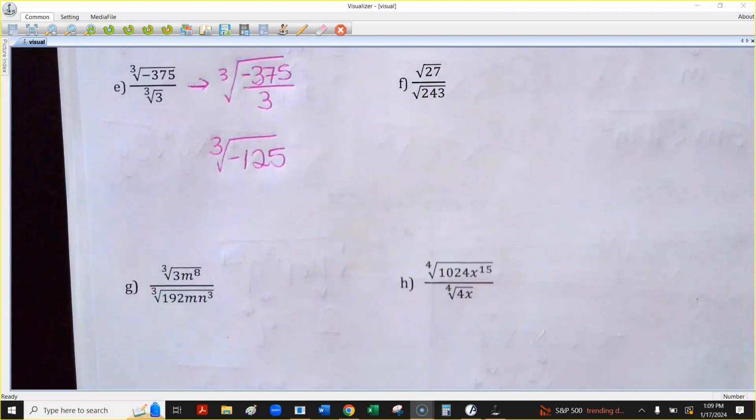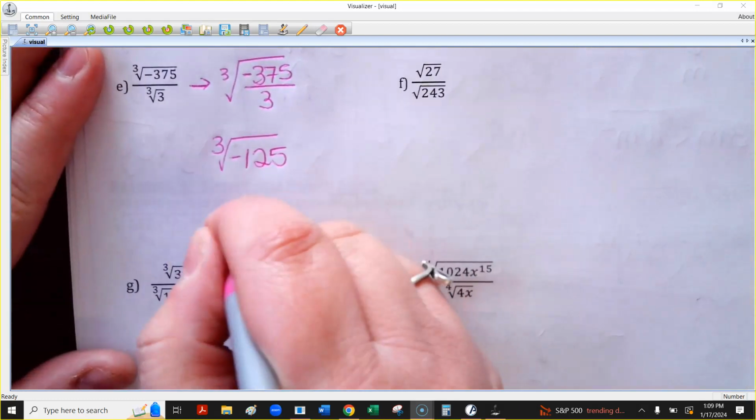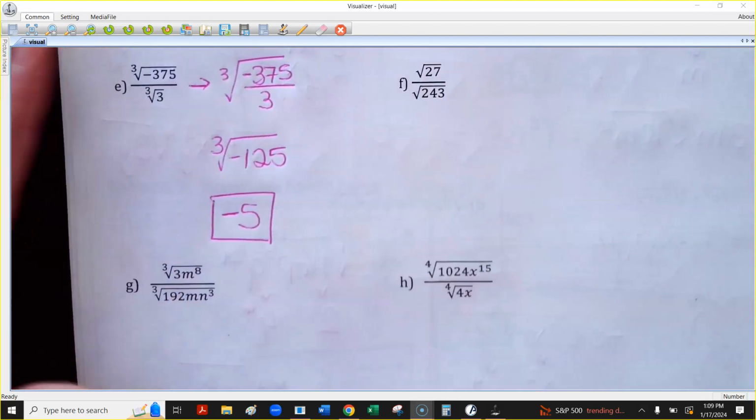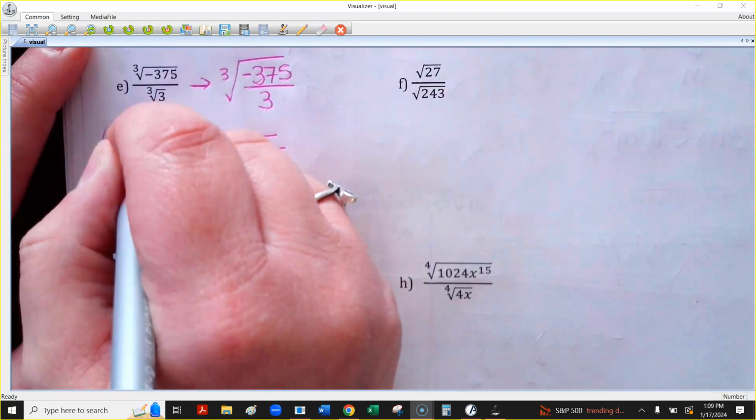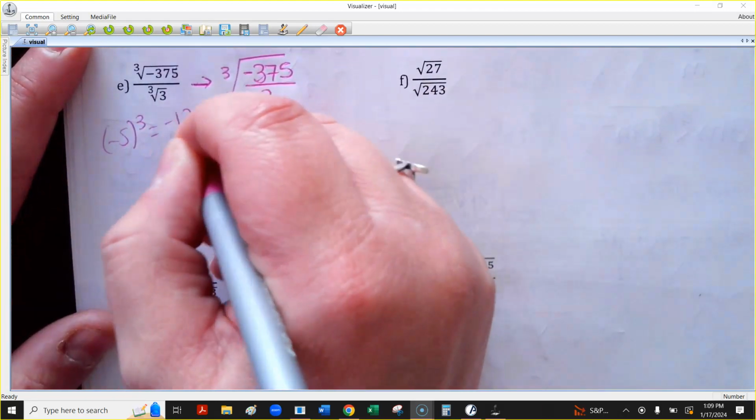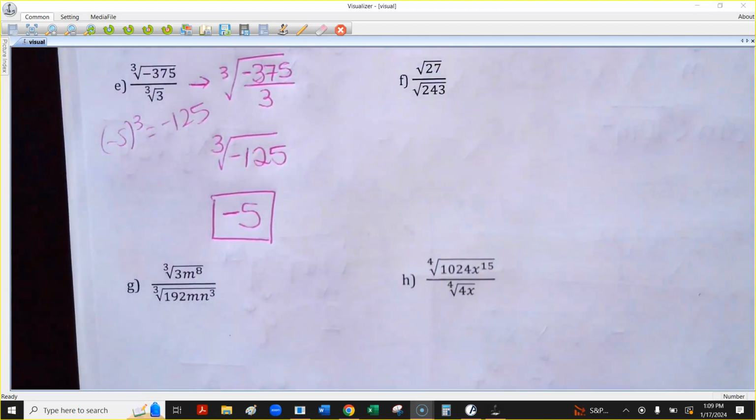Does anybody know what this one is? It's 5. Okay, now all you have to do, if it's got a little negative, is totally fine to do under an odd root. The answer would just be negative 5. The reason, if you do negative 5 to the third power, that's negative 125. So if you take the cube root of negative 125, the answer is just going to be negative 5.